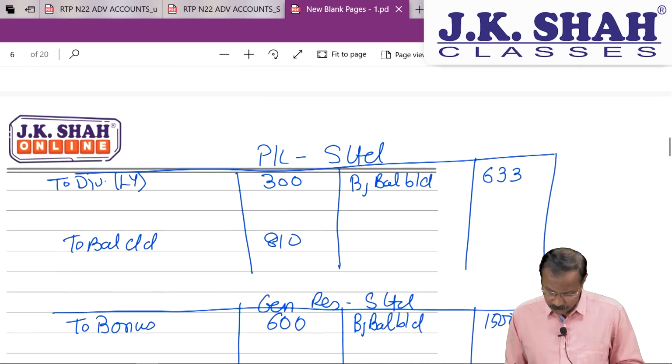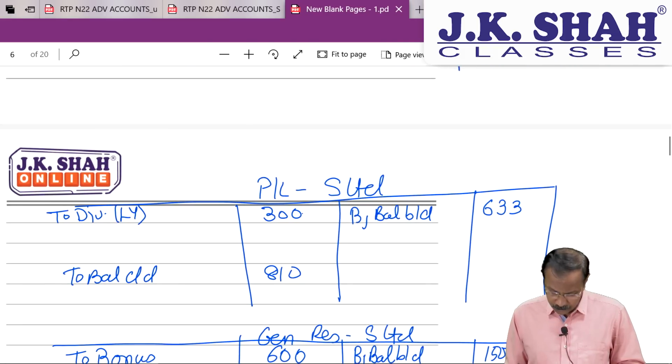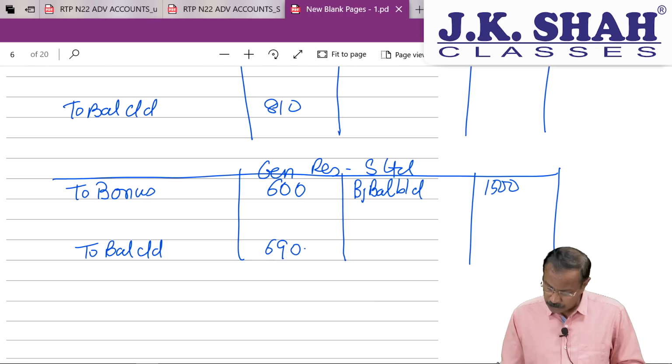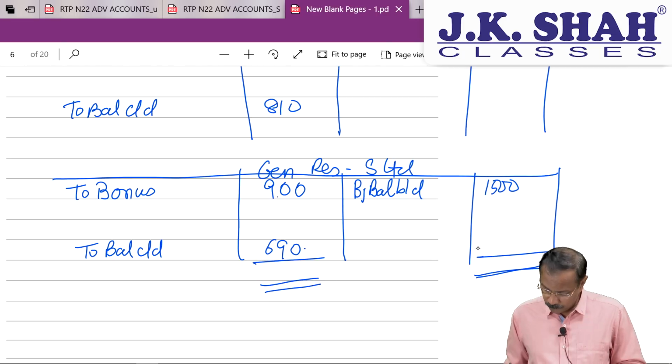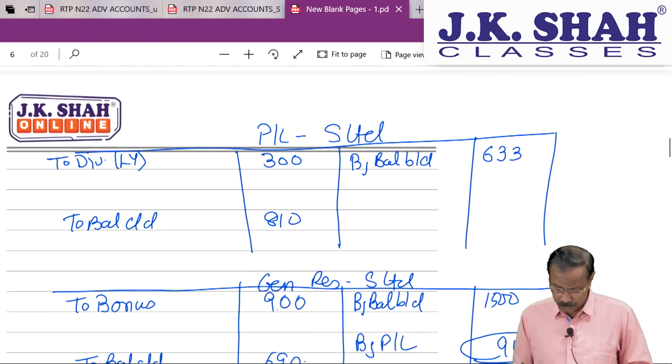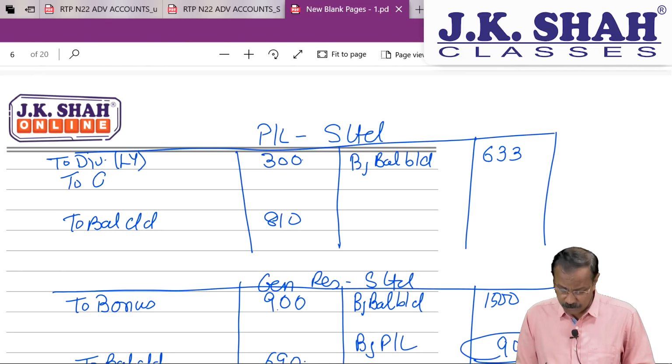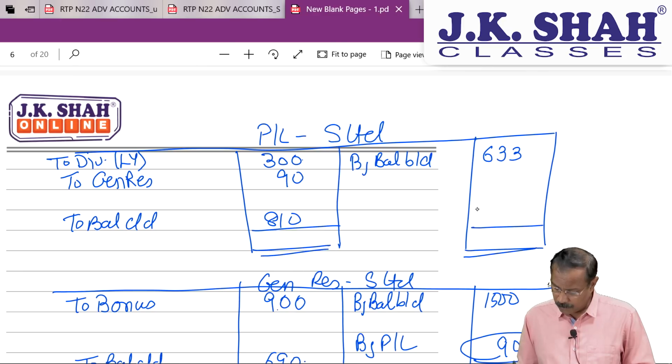$900 is the bonus. Bonus was 900. This is by P&L, in P&L to general reserve 90, close by CYNP80.